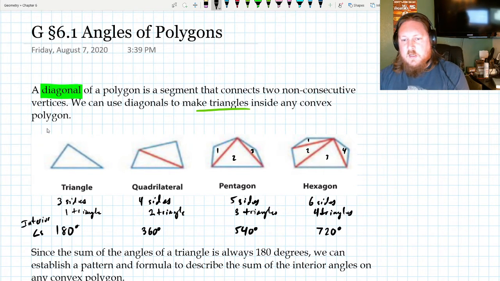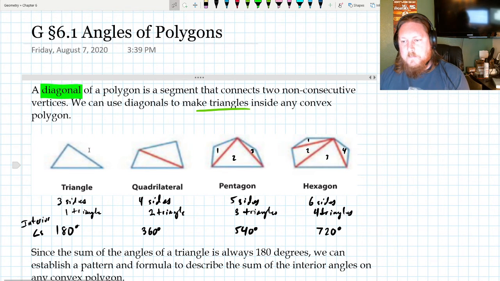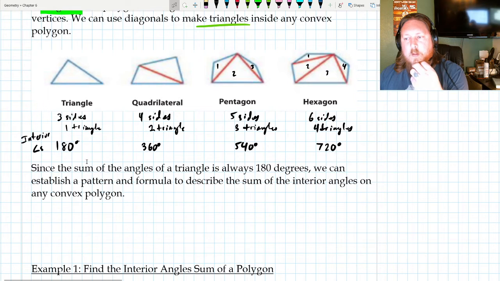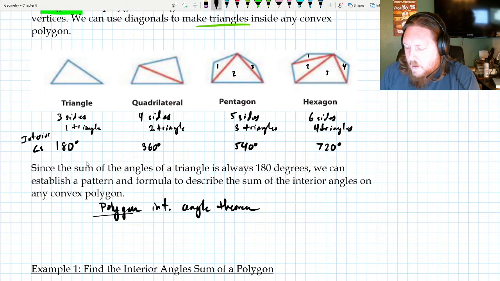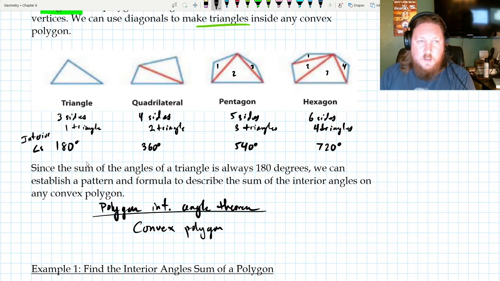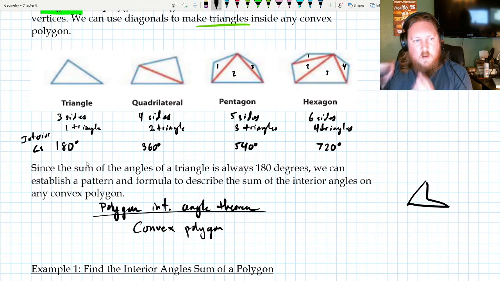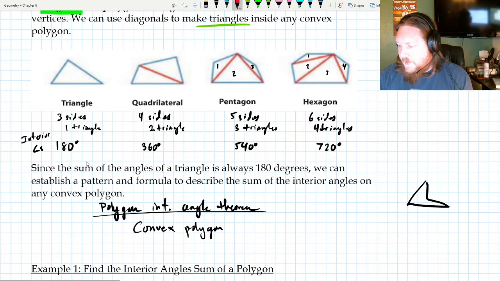So what's kind of nice here is we can actually use this pattern to establish a rule about the interior sum of any convex polygon. And it's called the polygon interior angle theorem. And the whole idea is it works on a convex polygon, it doesn't work on concave. Remember, concave is something like this where you can't even draw a diagonal that is inside, right? The diagonal's outside, so it doesn't work on these.